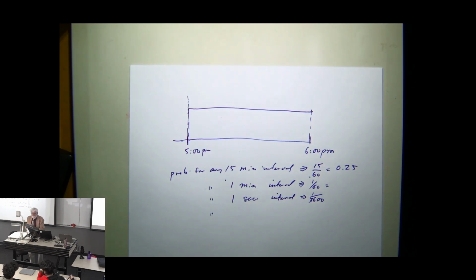Could I break the second up even smaller? Yes, I could go into tenths of a second, hundredths of a second, thousandths of a second, billionths of a second, trillionths of a second, finer and finer and finer. What's going to happen to that probability? It's going to get smaller and smaller and smaller. Kind of interesting.